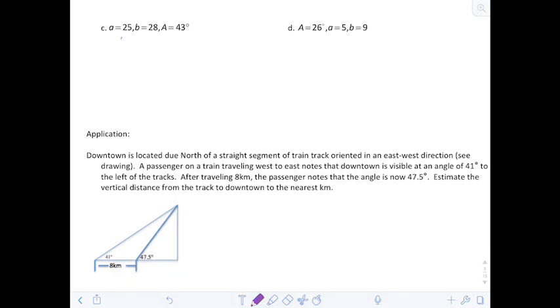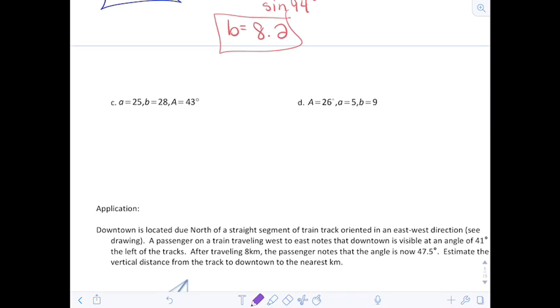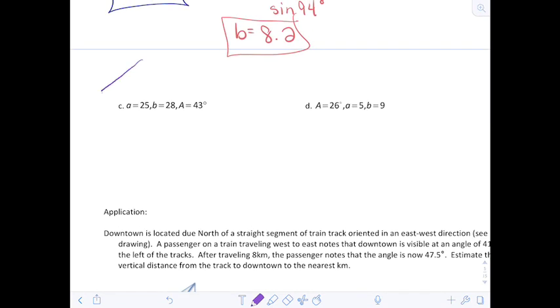So in example C, we have an angle of... actually, there's not a lot of room to do these. I'm going to draw this triangle up here. We have an angle of 43 degrees at A. We have side A at 25 and side B at 28. So there's my triangle ABC. So I know that 25 is less than 28. So I have some options. I could have no triangle, I could have two triangles, or I could have one triangle.